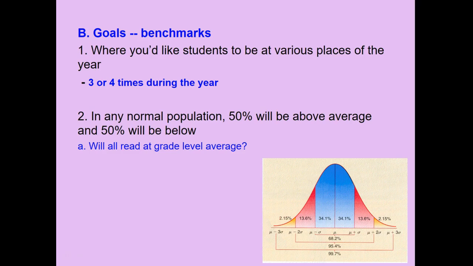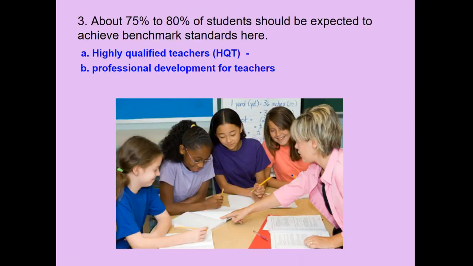Keep in mind that in any normal population, when we talk about at grade level, there will be 50% above average and 50% below average. All students will not read at grade level average. That is simply unrealistic to think of. That does not mean we do not set appropriate goals, but the goals must be within the zone of proximal development, or within their ability to reach that goal. It must be achievable. In Tier 1, about 75 to 80% of your students are expected, this is just a ballpark, to be able to achieve that benchmark here.